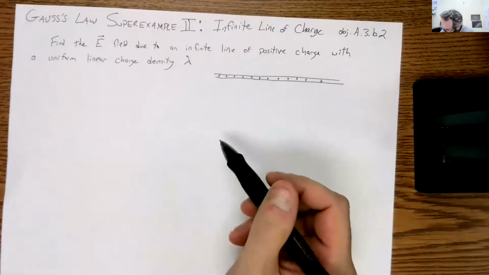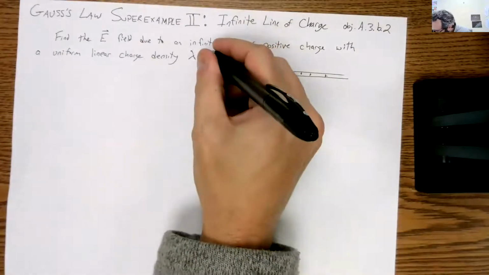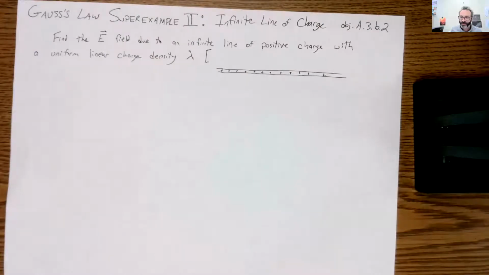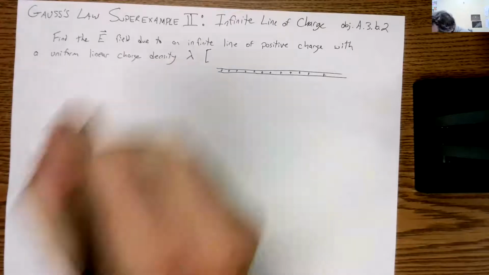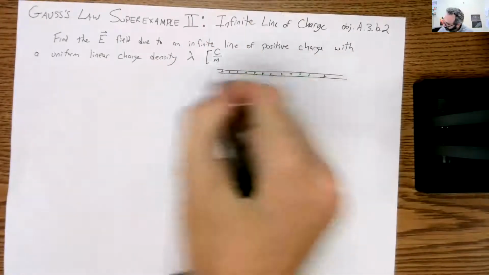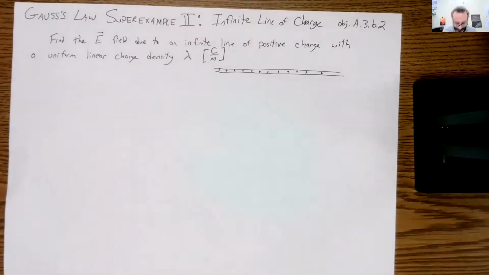Before we get started, can we figure out what the unit is for this quantity lambda, which is the linear charge density, or the charge per unit length? Wouldn't it be just coulombs per meter? Exactly, coulombs per meter. Perfect. How many coulombs of charge are there for every meter of this infinitely long wire?